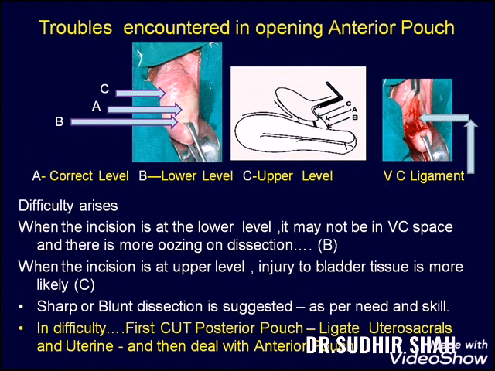It may not be in the vesicocervical space and there is more oozing on dissection. When the incision is at the upper level, injury to the bladder tissue is more likely. That is C. Sharp or blunt dissection is suggested as per need and the skill of the surgeon. In cases of difficulty, first cut the posterior pouch, ligate uterosacrals and uterines, and then deal with the anterior pouch.